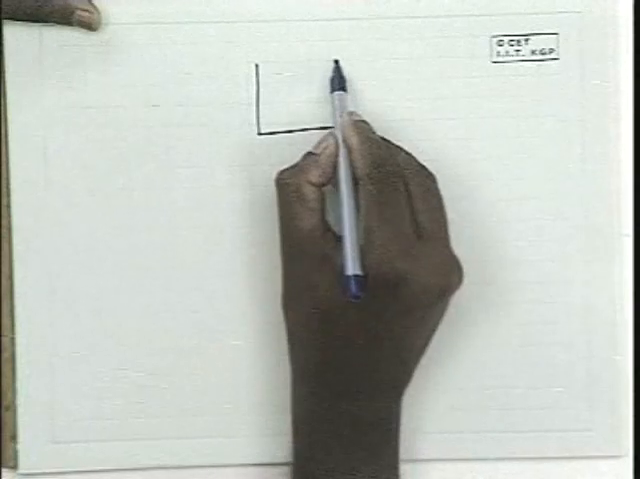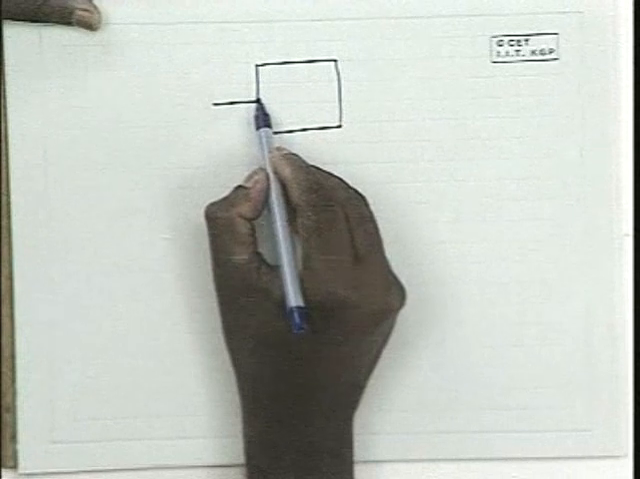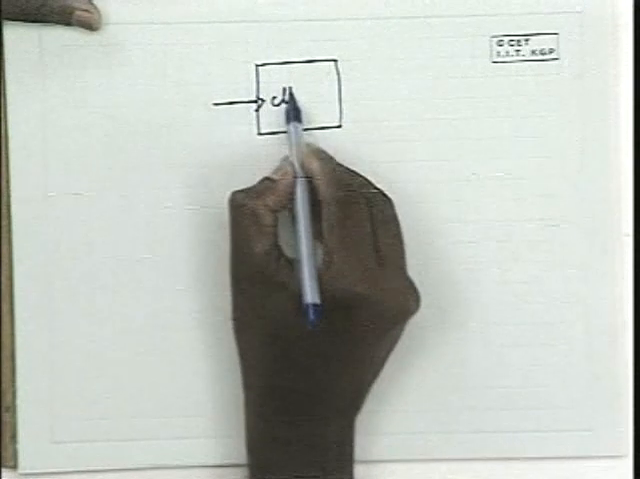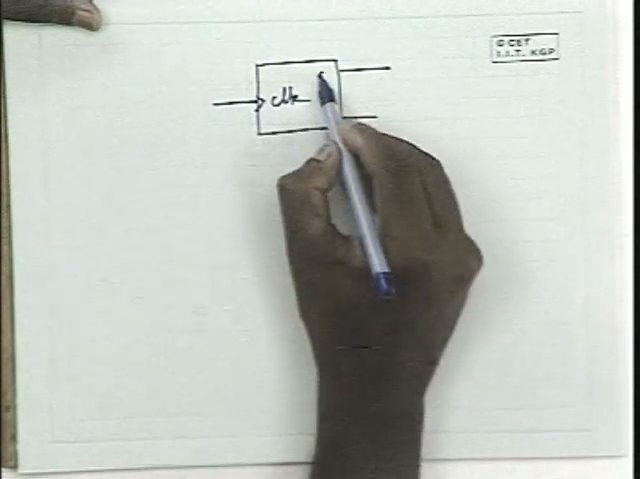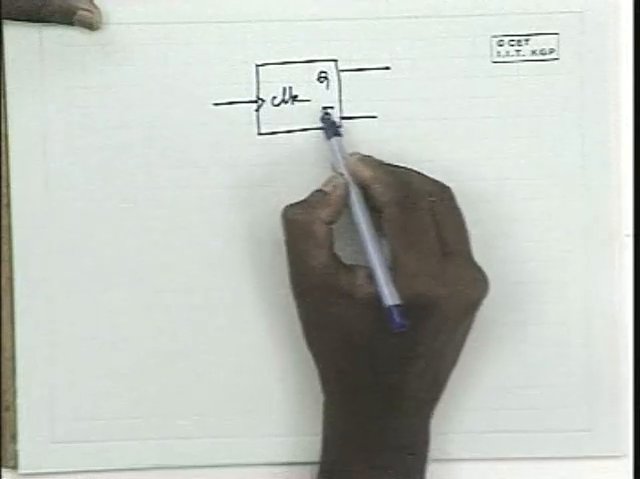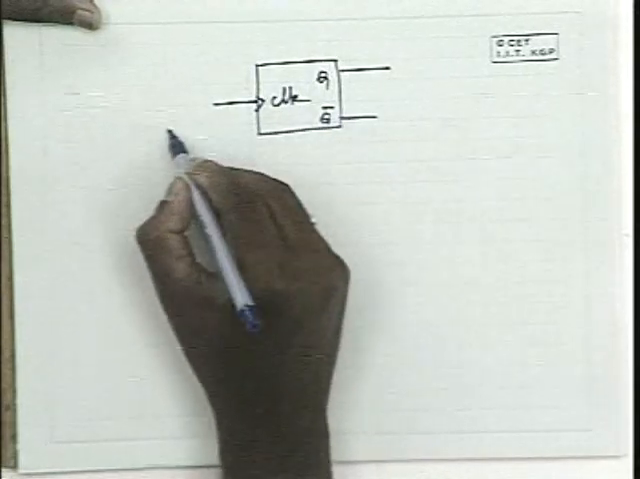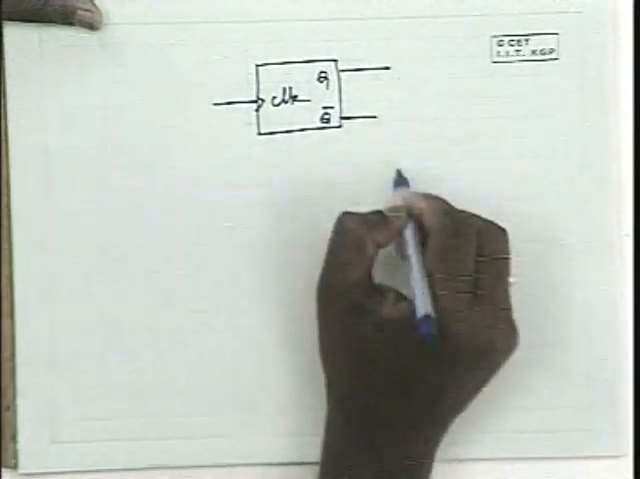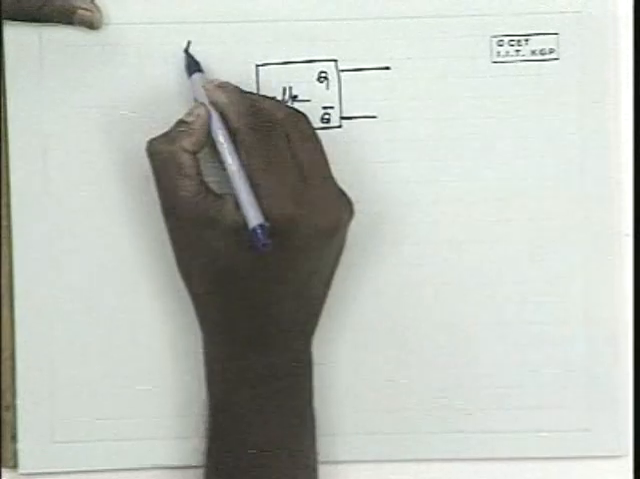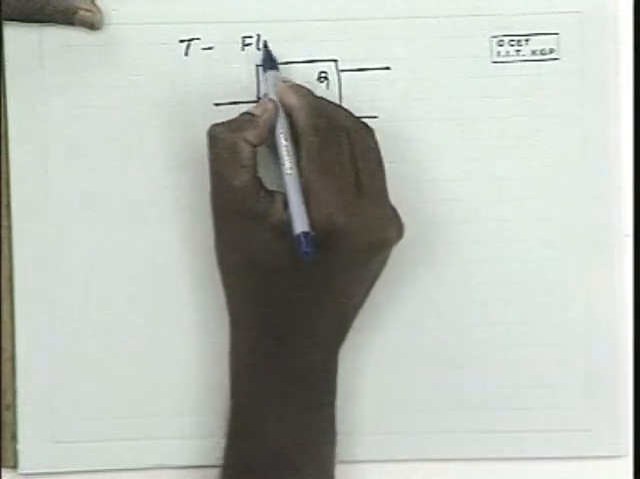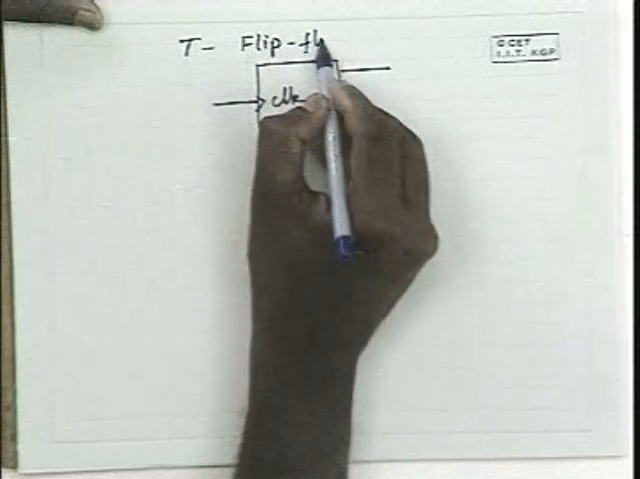So a toggling flip-flop is one which has given the clock input, whenever there is a transition, the output state changes. It's known as a T flip-flop, toggling flip-flop.